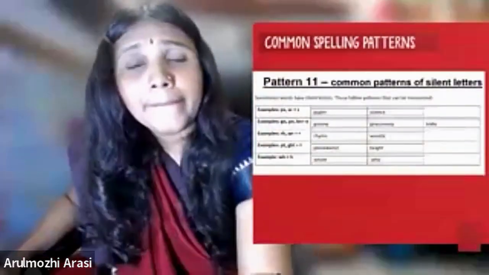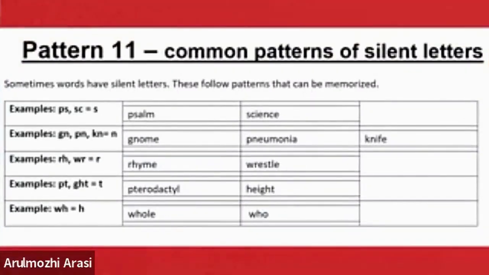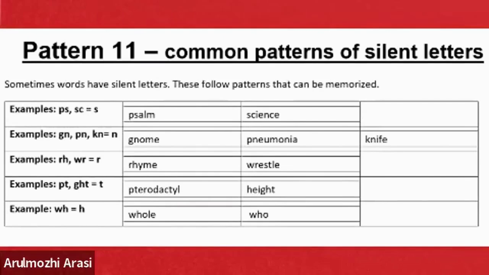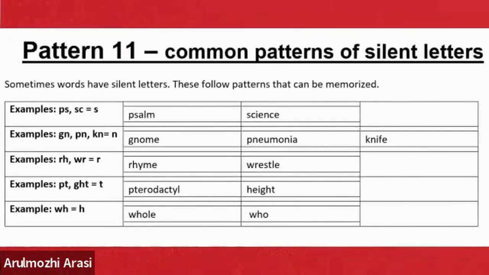Yeah. So these are the common patterns in silent letters. When you see PS or SC together, they both take only the S sound, like in psalm, science. And when you see GN, PN, or KN together, usually at the beginning of the word, here they all stand for just the N sound.